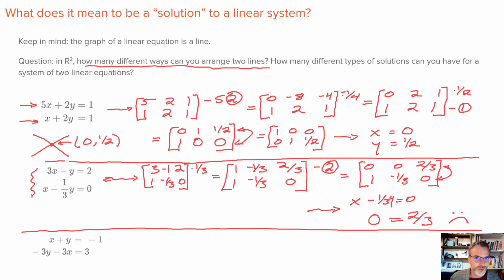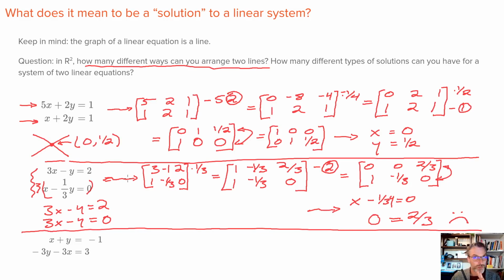It's not a surprise that it is inconsistent. If I had multiplied this whole thing by 3, you see what I have is 3x minus y equals 2, and 3x minus y equals 0. If you think about this, these are two different lines, but they have the same slope. So they're two parallel lines. They don't intersect anywhere. Okay? If they don't intersect anywhere, then there's no x and y values that are on both lines at the same time. Okay? It has no solution.